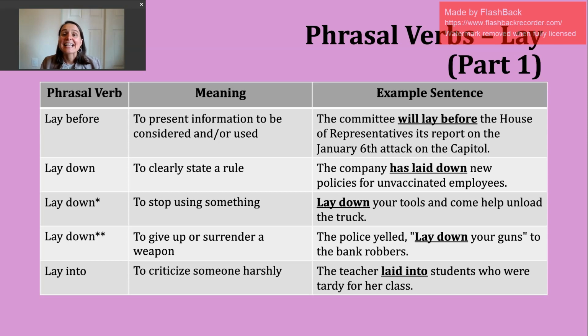The next one we'll look at is lay down. This can have three different meanings, and we're going to look at each. The first is to clearly state a rule. An example of this particular meaning in a sentence would be the company has laid down new policies for unvaccinated employees. So they have clearly stated new rules for maybe if those employees are allowed to work at their particular site, or if they can, then they must wear a mask, etc. But something has been clearly stated. And has laid down is an example of the present perfect.